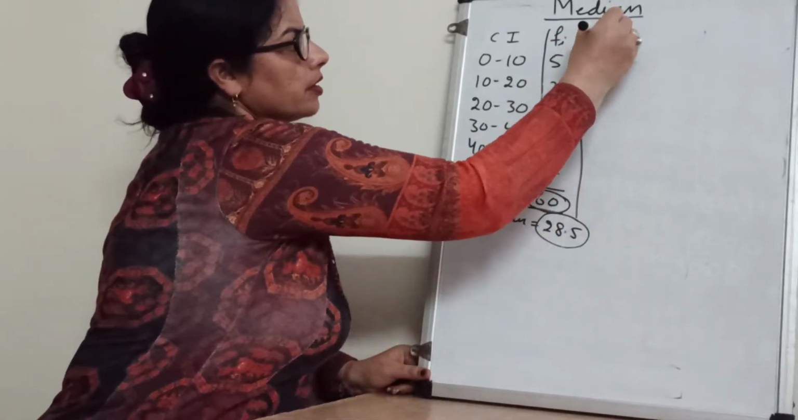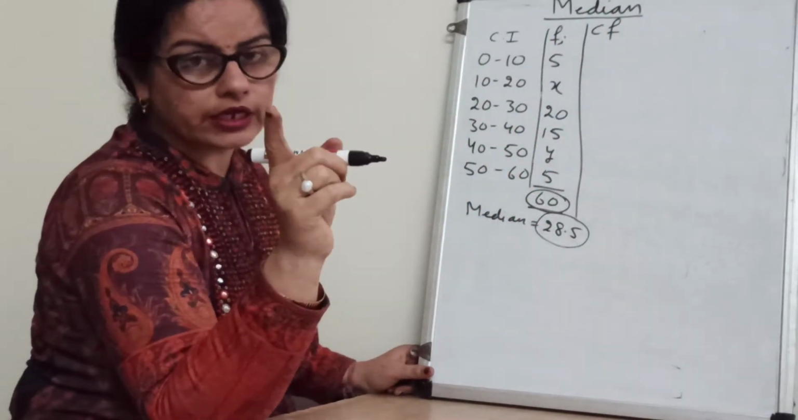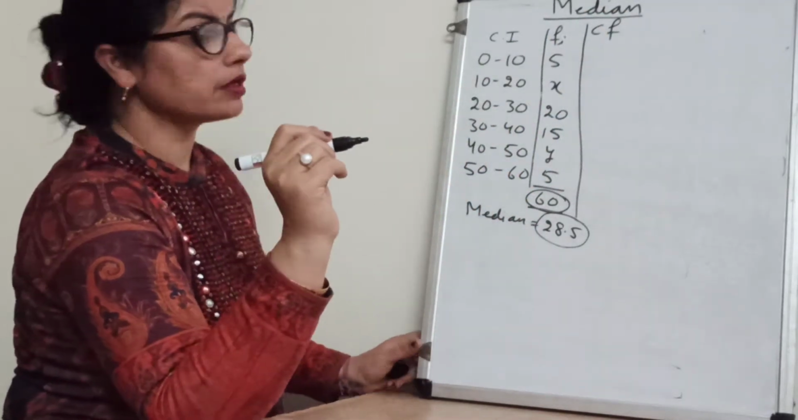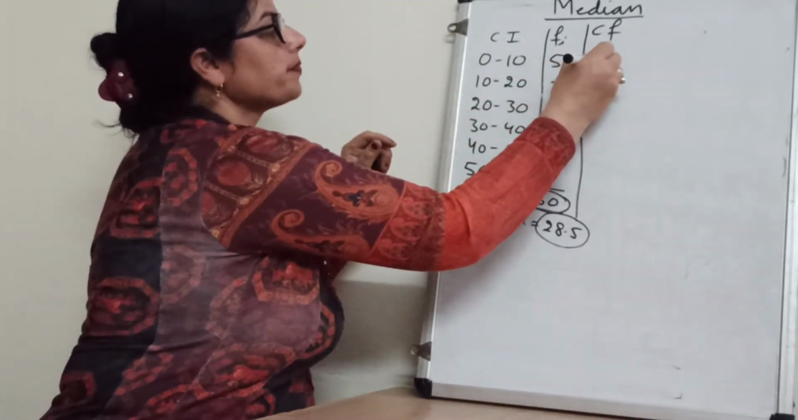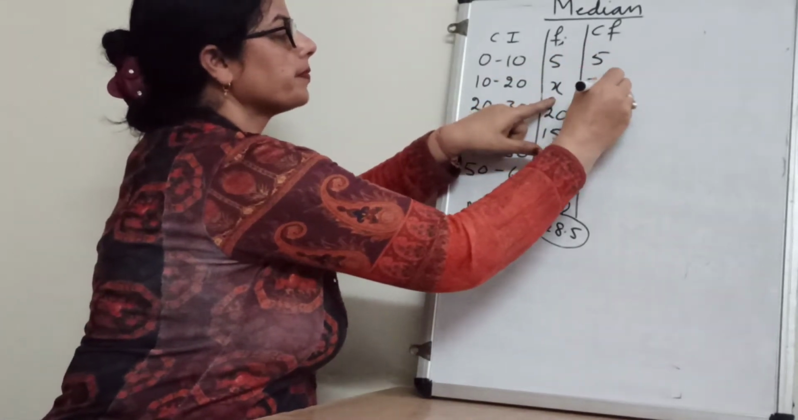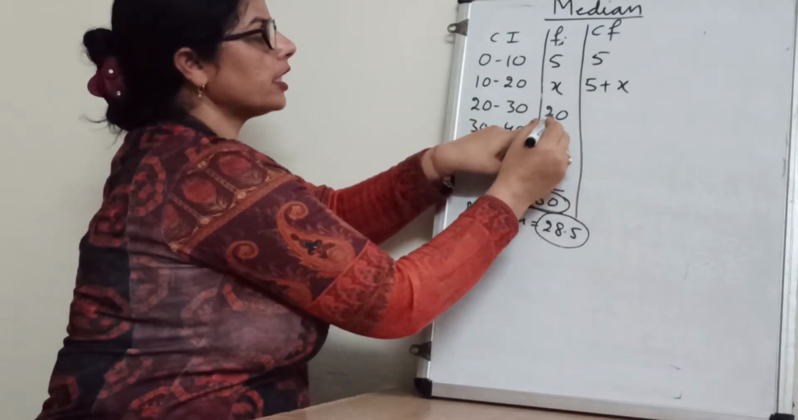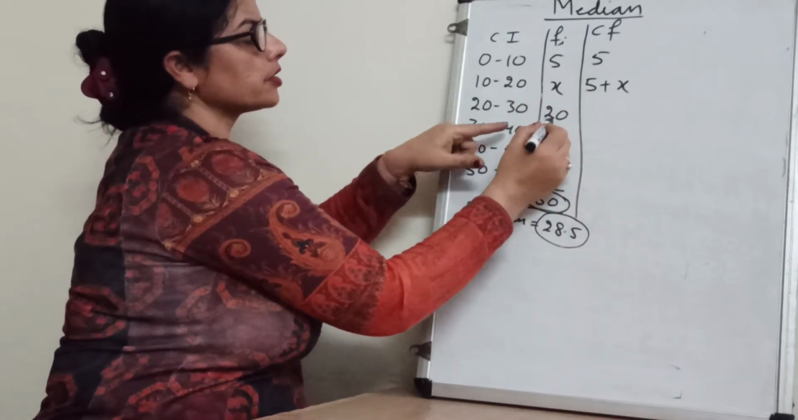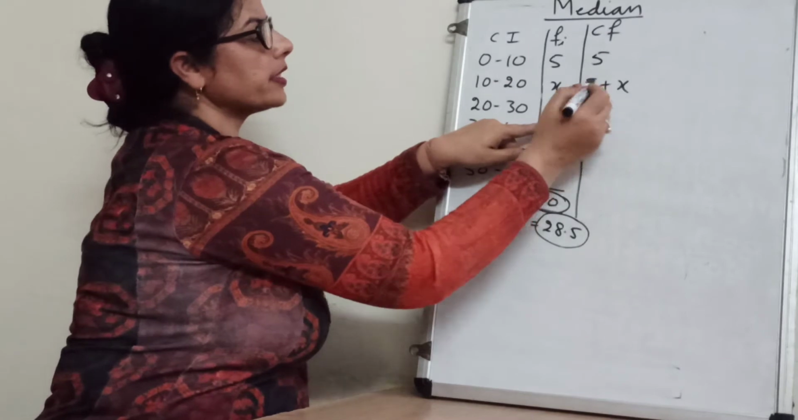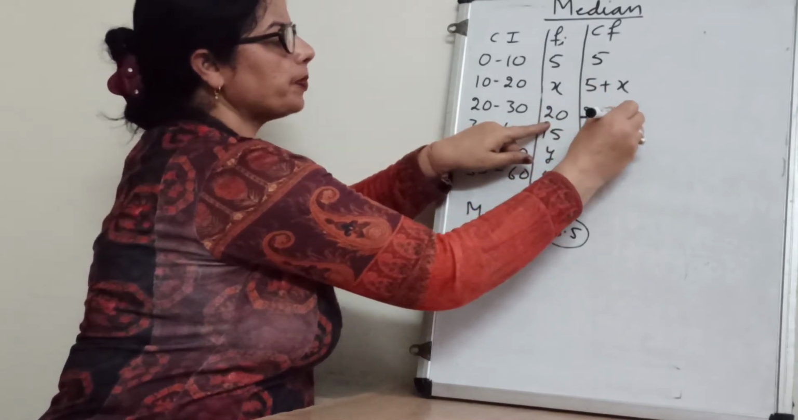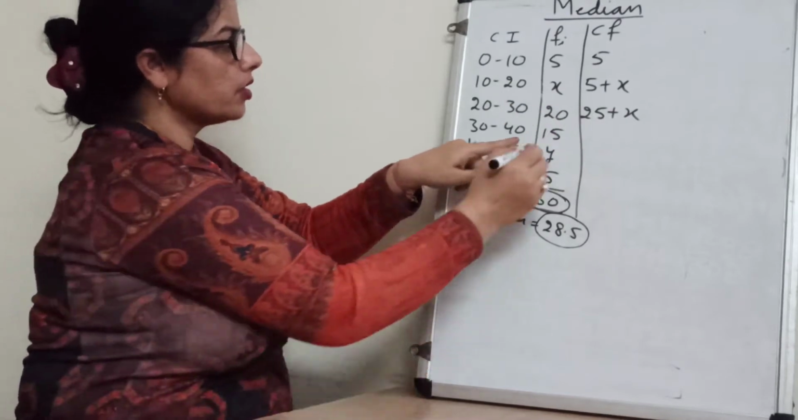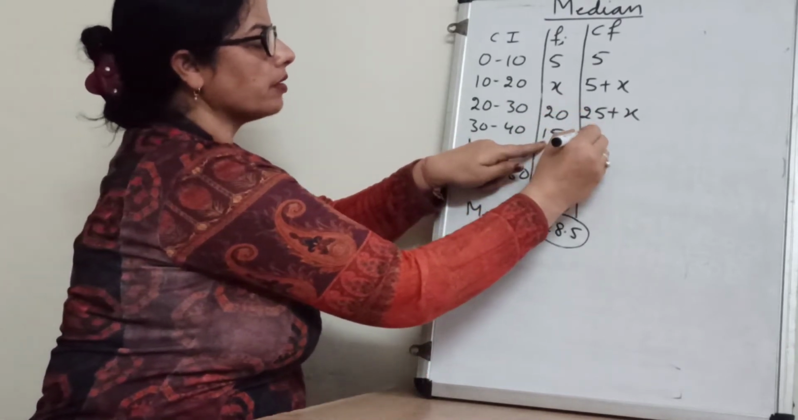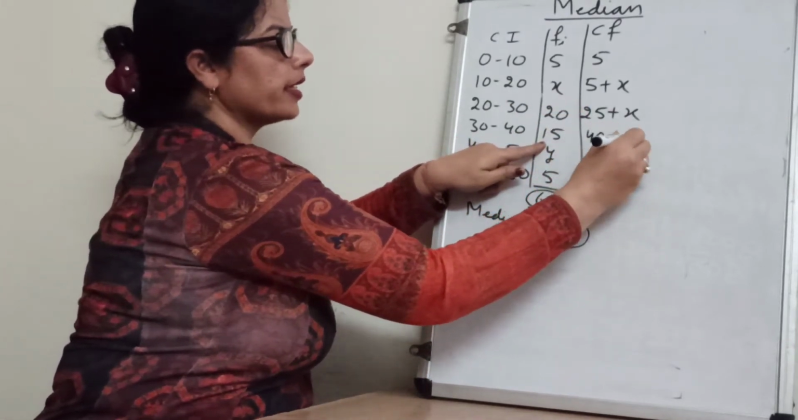I told you the first step of median is CF, meaning cumulative frequency. What is the way to find CF? First the frequency as it is, then add the next to it, then add 20 plus 5. I want to add 20 plus 5 plus x, which means 25 plus x. This we cannot add, it will remain the same. Now 25 plus 15, 40 plus x as it is.